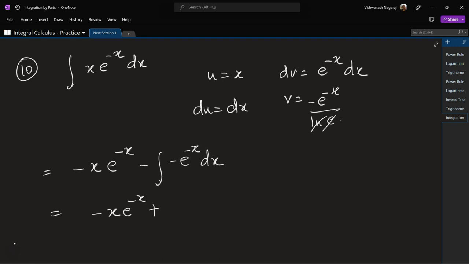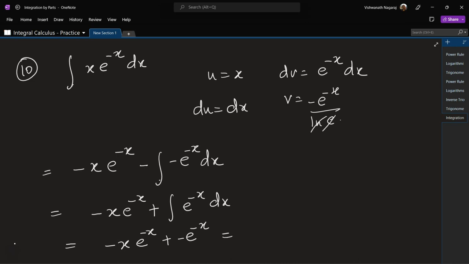So this becomes minus x e to the power of minus x. Let's take minus out. So this becomes plus integral of e to the power of minus x dx. So minus x e to the power of minus x plus, if you integrate it, what do you get? E to the power of minus x. That's all. If you differentiate it, you get minus e to the power of minus x, so we need a minus as well, so that it becomes plus.